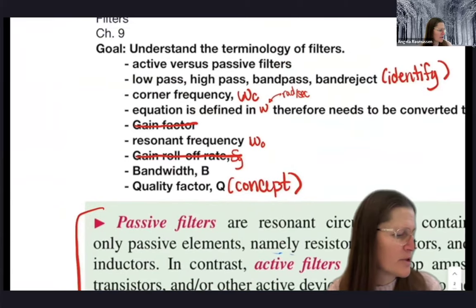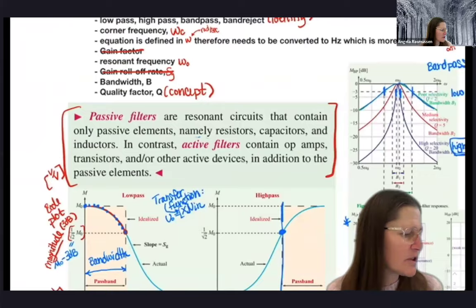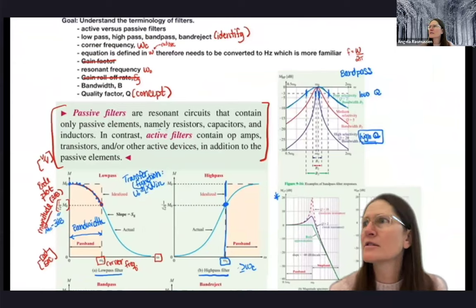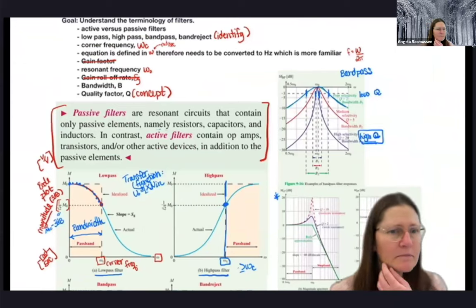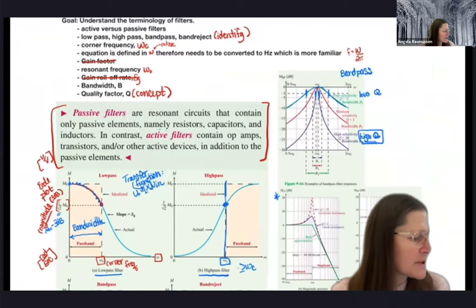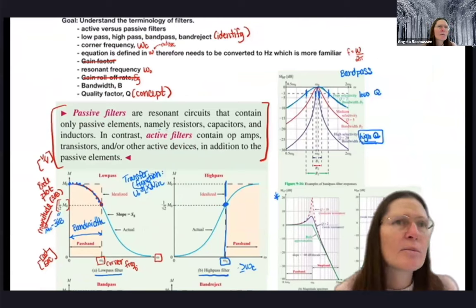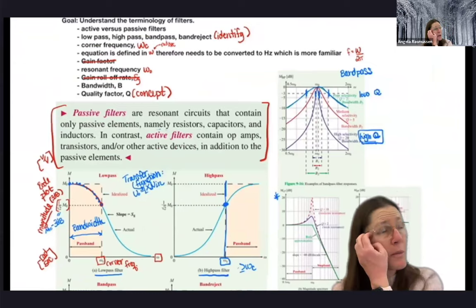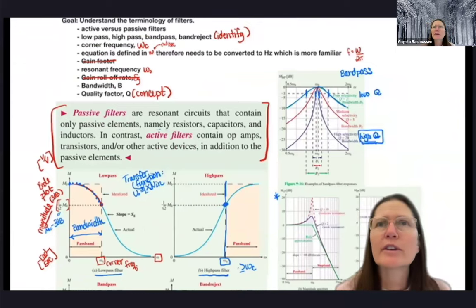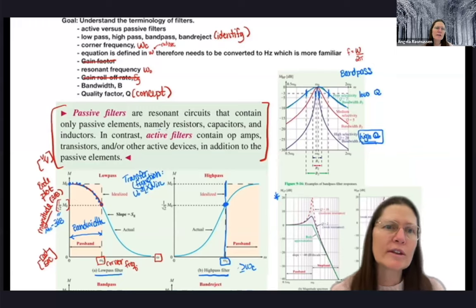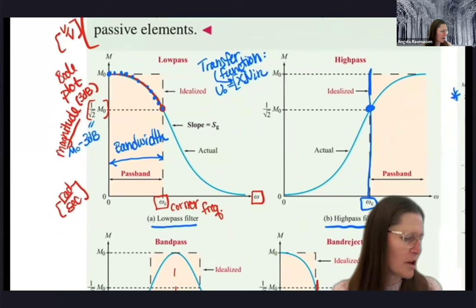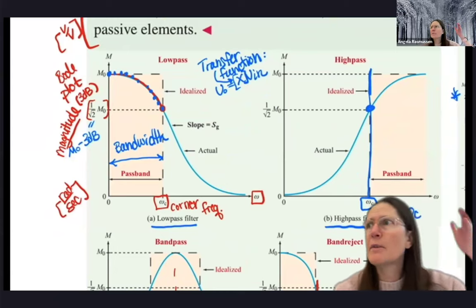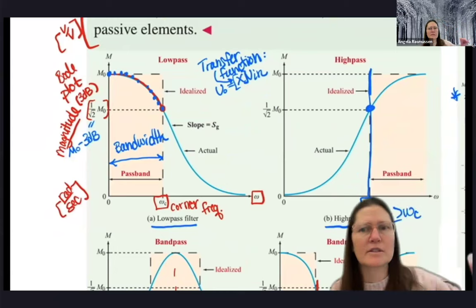All right, filters was understanding the terminology, active versus passive filter. Identify the different low pass, high pass, band reject. And then being able to understand what a corner frequency is and that omega is in radians per second units. And resonant frequency was for the band pass and the band reject. That's that middle frequency. And then bandwidth is the location of, for a low pass, it will be up to some corner frequency. That would be considered your bandwidth. For high pass, it's after your corner frequency would be considered your bandwidth.